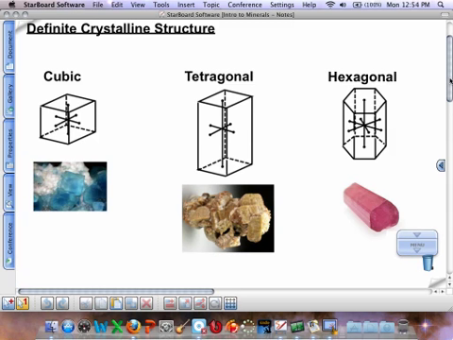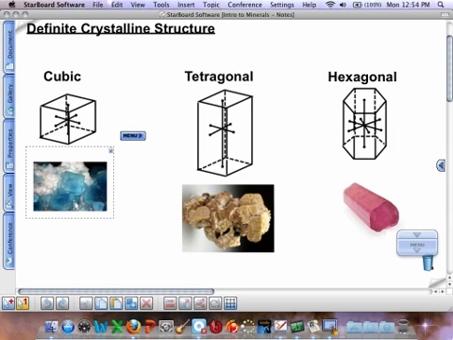So what I'm going to show you guys here, I have a whole bunch that I have up here that I can pass around for you guys to look at. The first one is cubic. If we look at this image right here, this is actually a blue fluorite. So typically fluorite comes in a lot of different colors, but normally we're going to see it in a green and purple color. So right here is the green color.